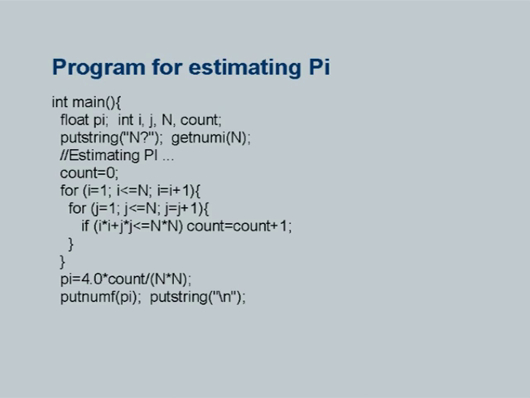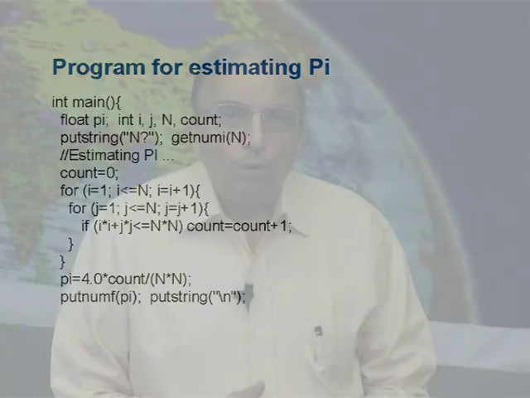At the end of these nested loops, when I come out, I will have a value of count, which will be equal to the number of all the points which are inside the circle vis-a-vis the n that I have decided upon to use. At the end, I simply calculate the value of pi as 4 times count divided by n and output that value. Now, we would like to do 2 things.